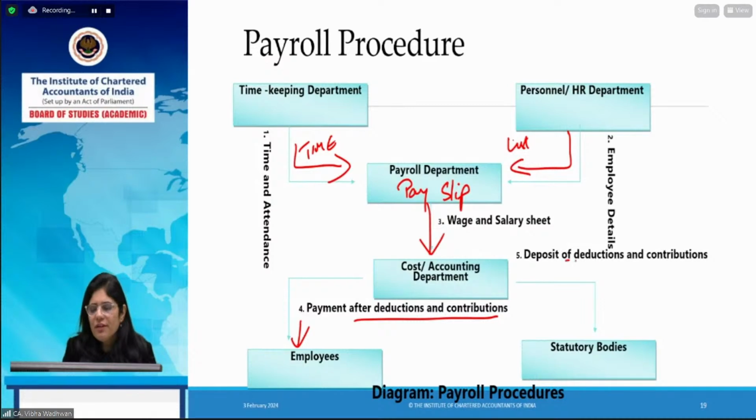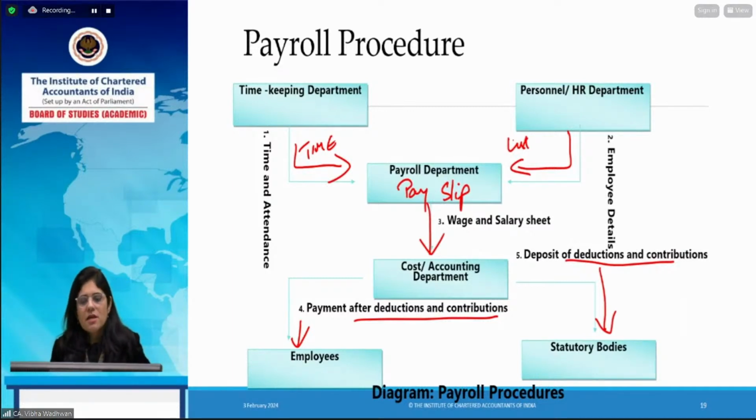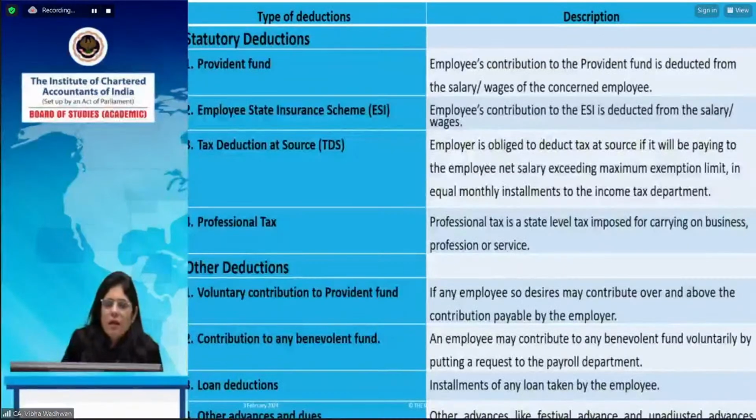And the provident fund deductions, ESI deductions are deposited to the statutory body. So the PF account which belongs to the government, they deposit there. So this is the whole nexus of how they work. This is the whole procedure they follow. Clear? So all this happens in the employee department. All right. So these are the deductions which are being done by the cost accounting department.